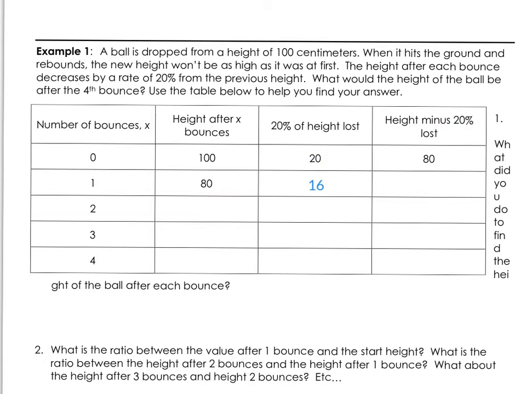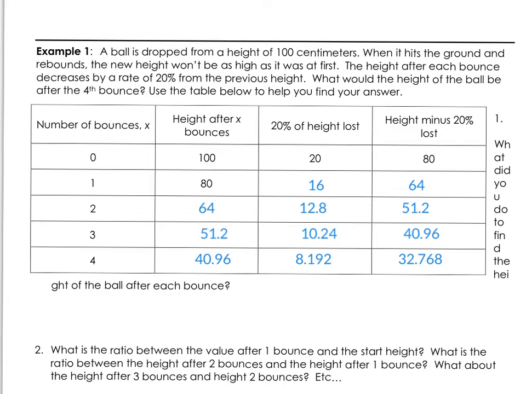What does that mean for what I've lost? Well, the original height, 80, minus the 16 gives me 64. So 64 is my new height. 20% of that is going to be 12.8, and if I subtract, my new height is going to be 51.2. And we're going to continue that on. 51.2 minus the 10.24 will give me 40.96. And then after the fourth bounce, we can see that it's 32.768.